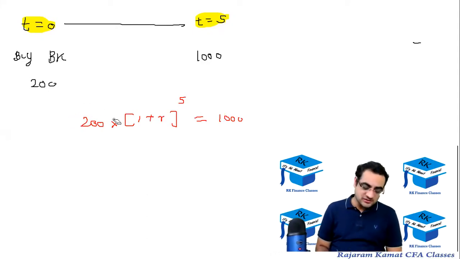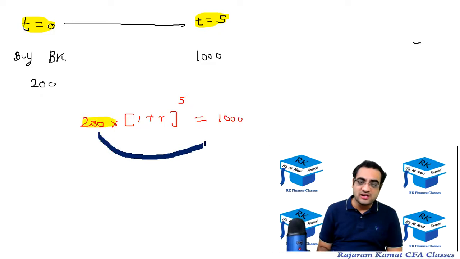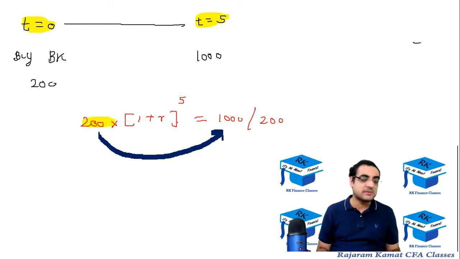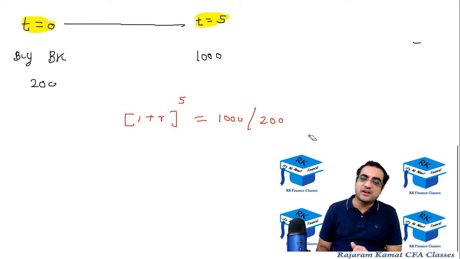So step 1, this 200, we take that 200 to the other side. Over here it's 200 into, so on the other side it becomes divided by 200. So let me put it on the other side. So it becomes divided by 200. So 1000 upon 200 becomes 5.